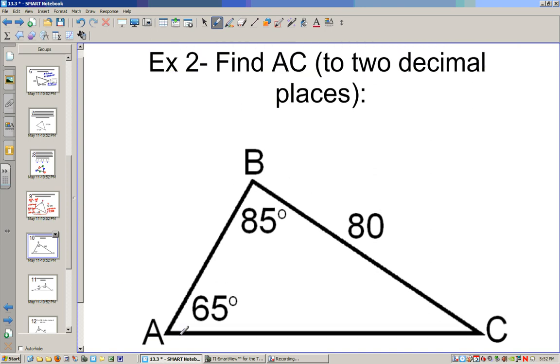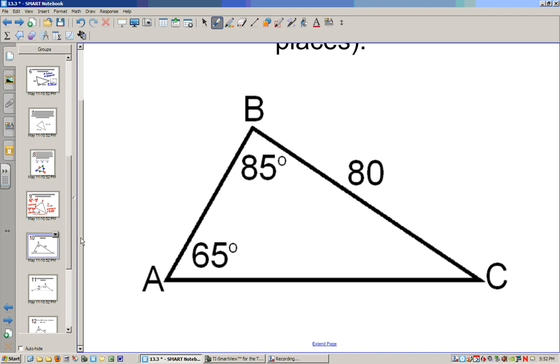Find AC, so this length right here, to 2 decimal places, using the law of sines. Go ahead.